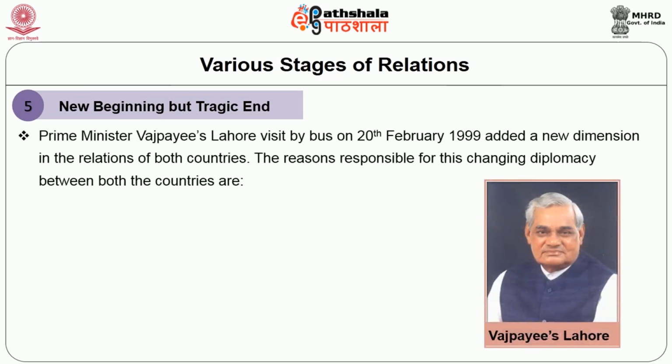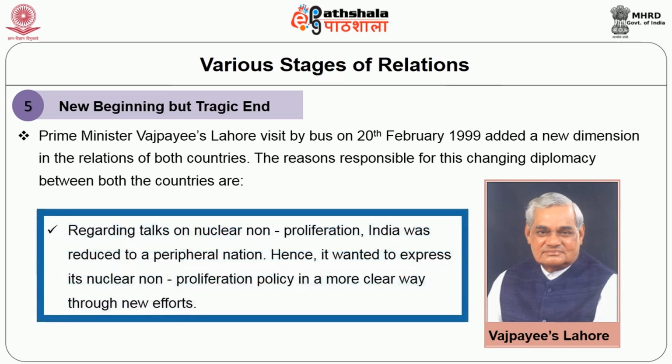Prime Minister Vajpayee's Lahore visit by bus on 20th February 1999 added a new dimension to the relations of both countries. The following were the reasons responsible for this changing diplomacy between both countries. Regarding talks on nuclear non-proliferation, India was reduced to a peripheral nation. Hence, it wanted to express its nuclear non-proliferation policy more clearly through new efforts.